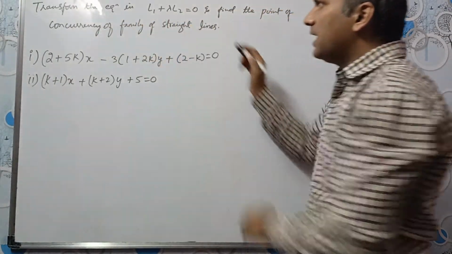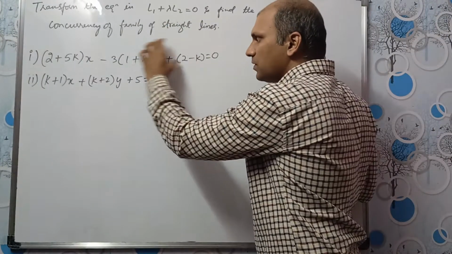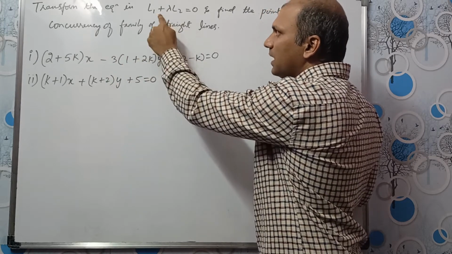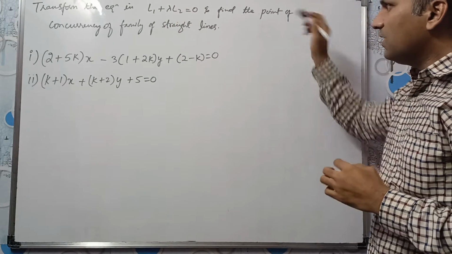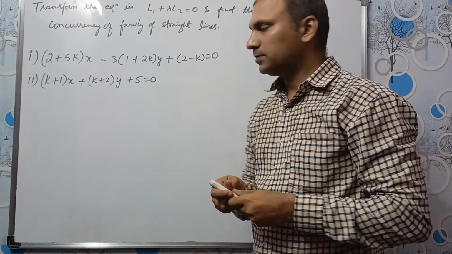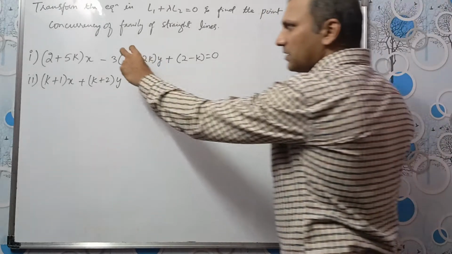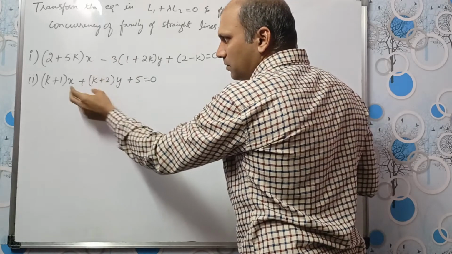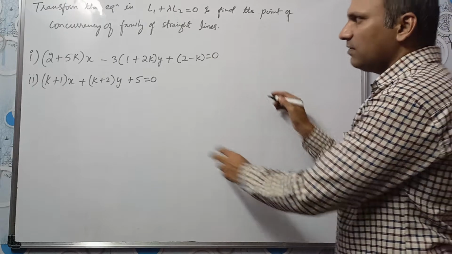Transform the equation into L1 plus lambda L2 is equal to 0 form. We need to transform this. We are given two questions. We need to transform this into L1 plus lambda L2 is equal to 0 form and find the point of concurrency. Alright. Now let us take the first one. I'll solve the first one in the video. You please solve the second one. Alright. So what do we have?